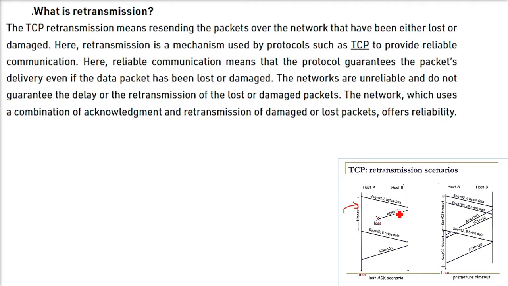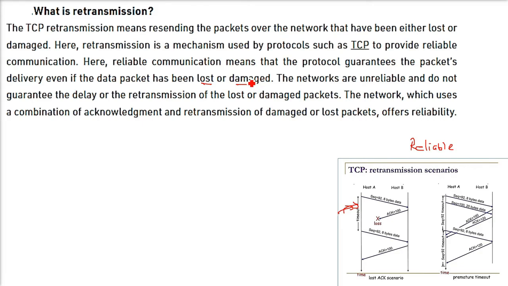Retransmission is a mechanism used by protocols like Transmission Control Protocol, TCP, to provide reliable communication. So what is reliability? If you lose something, I will cope with that, meaning I'll just send it again. Reliable communication means that the protocol guarantees the packet's delivery, even if the packet has been lost or damaged, it will be resent.